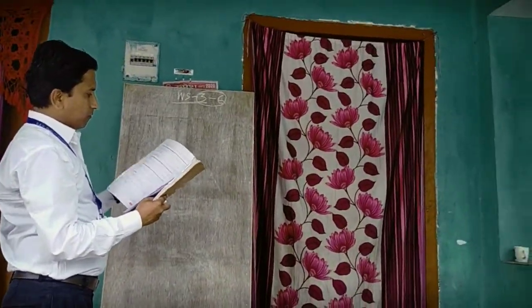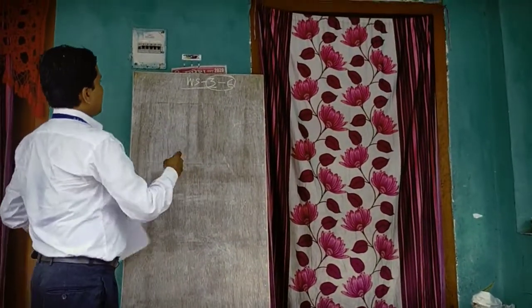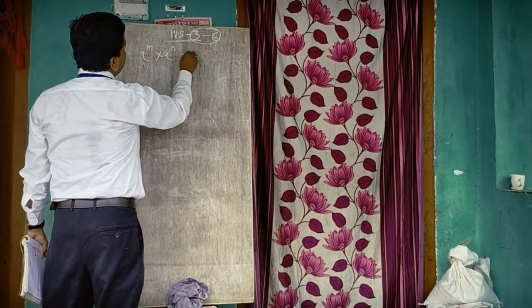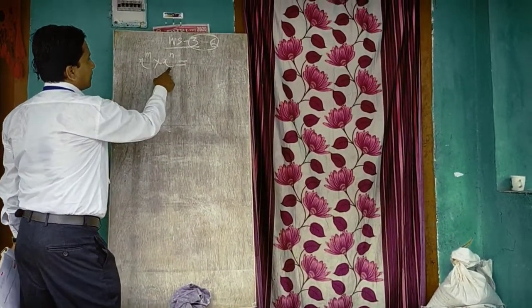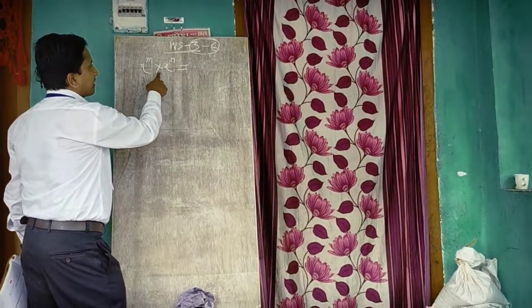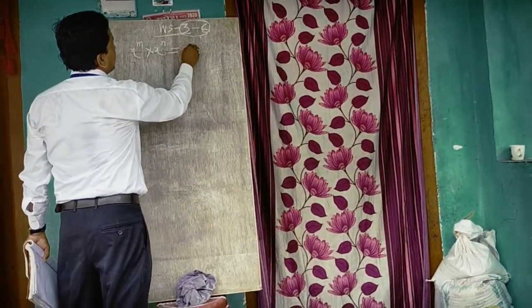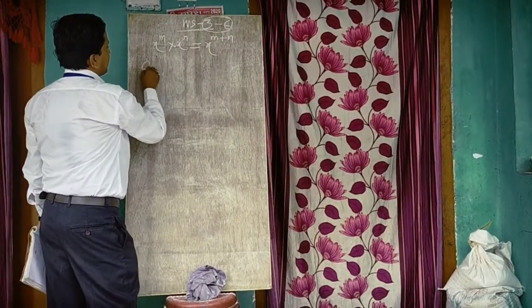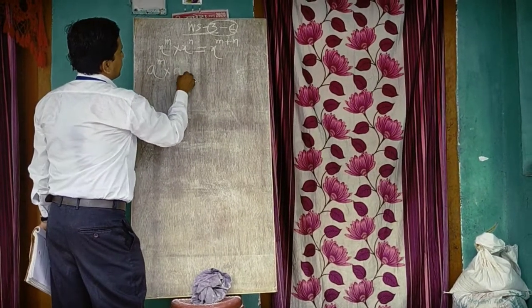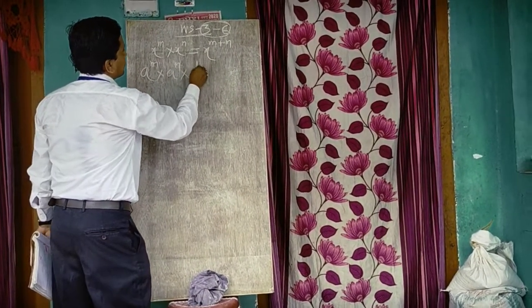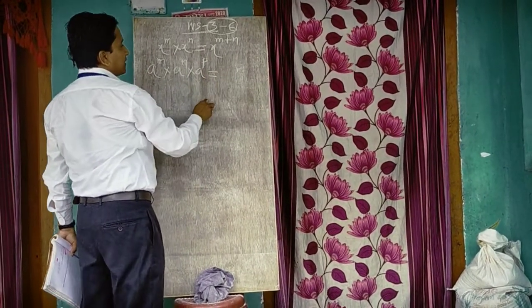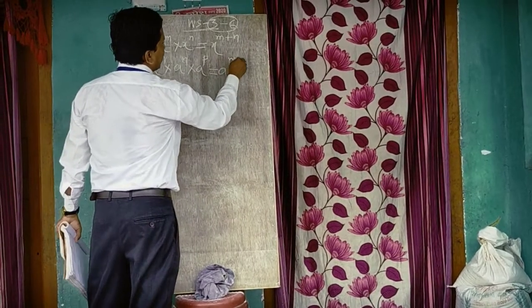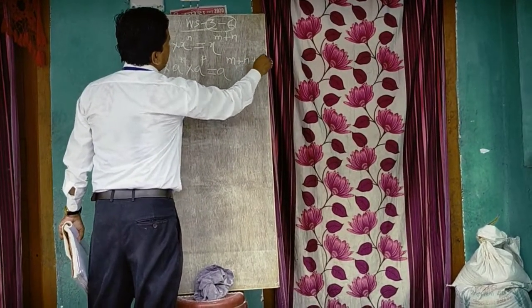Do you know what the laws are? The law is: x to the power m into x to the power n, if the bases are the same and there is a sign of multiplication, then the powers will be added. You write x to the power m plus n. Next, if a to the power m into a to the power n into a to the power p, what will be the answer? The bases are the same and there is a sign of multiplication, so you can write m plus n plus p.